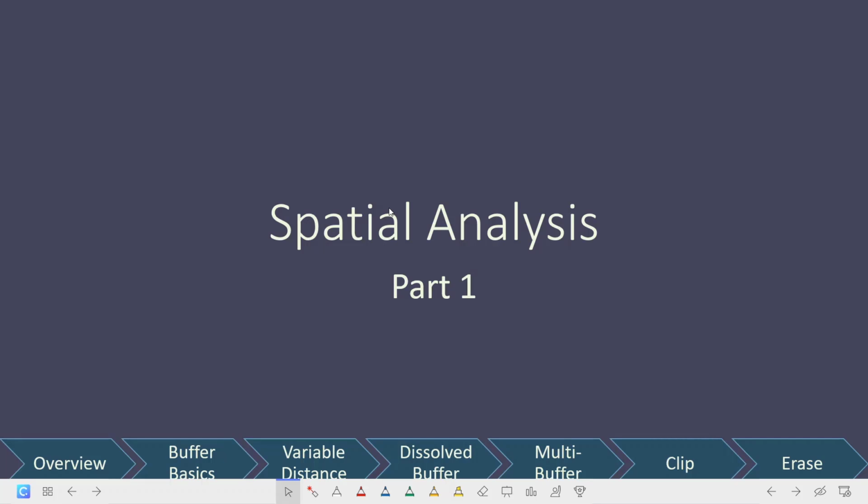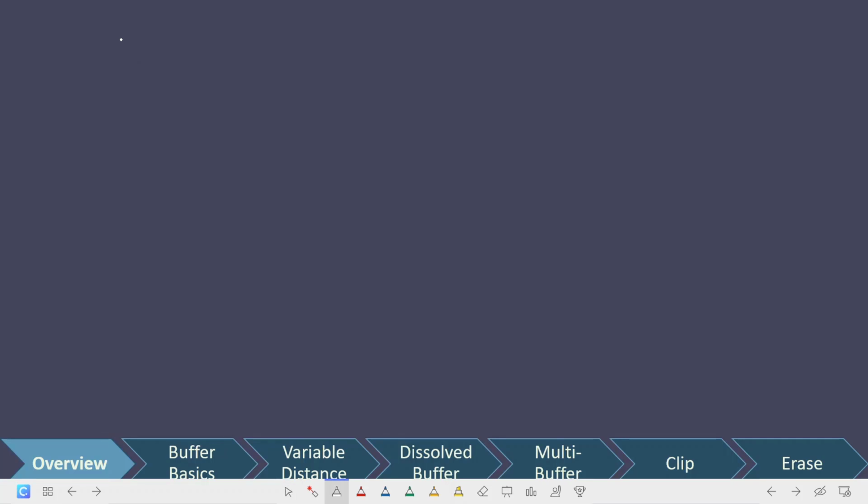But what we're going to do today is talk about the concept of spatial analysis. Right? Spatial analysis is the idea that we can examine the relationships, right? Spatial relationships between two or more data sets.